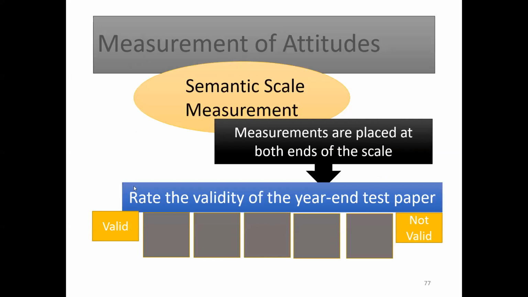You give a short sentence. Rate the validity of the year-end test paper. You give this question to a group of teachers. They will rate it. On one hand, you have valid, and on the other hand, not valid. In between, you have 5 boxes. So the teachers will rate.